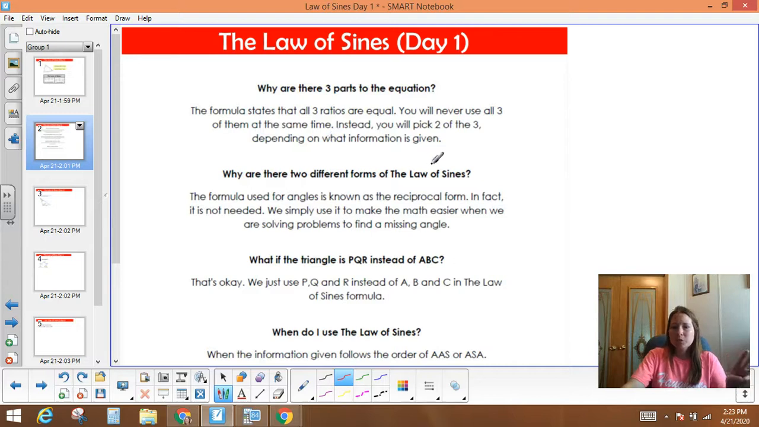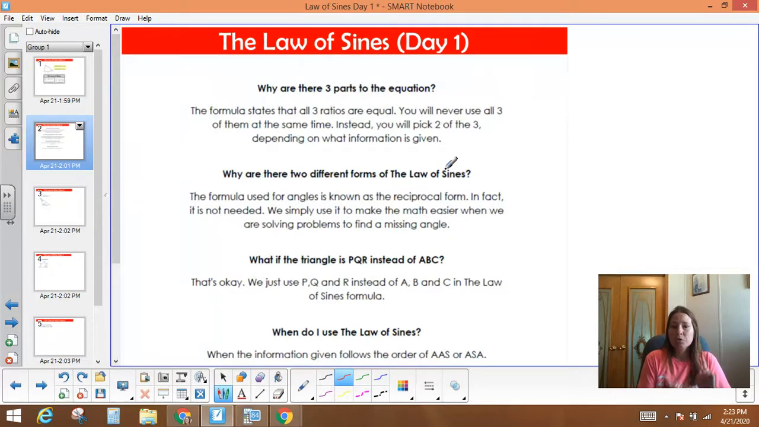So why are there three parts to the equation? Well, it's really just setting up three ratios that are always equal. So when you're solving using the law of sines, you're going to pick the two ratios that you need for that particular problem. If you want to see a proof of where the law of sines comes from, you can look in your textbook. I think that is page 459. Let me make sure I'm not lying to you. Yes, page 459. If you have your textbook at home, you can see the proof there. You can Google the proof of the law of sines if you want to see it, or you can email Miss Hall or me, and we will explain it to you if it's important to you.